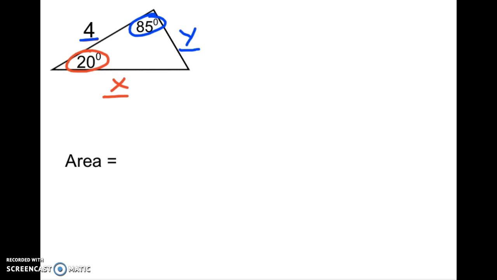Either will work. Now, in either case, to find the missing side, we're going to have to use the law of sines.